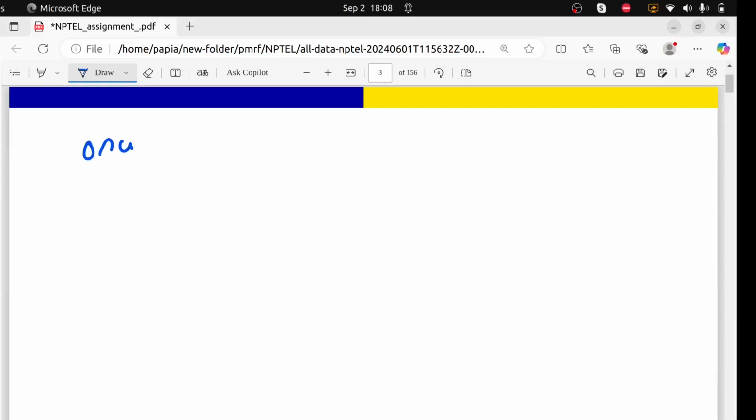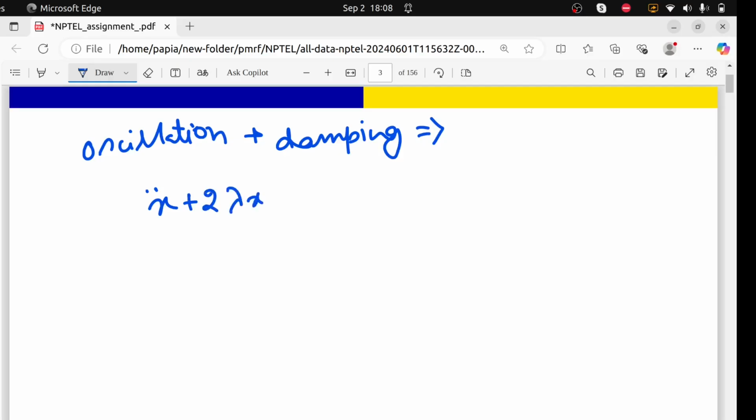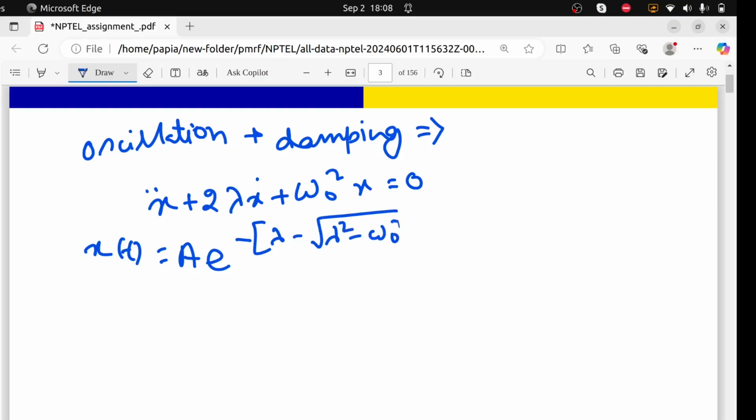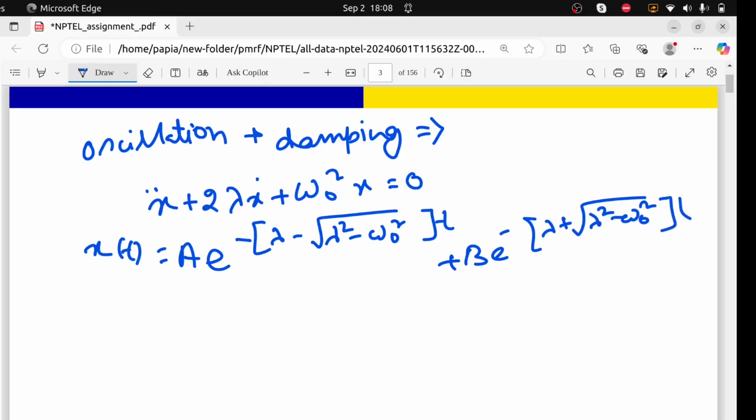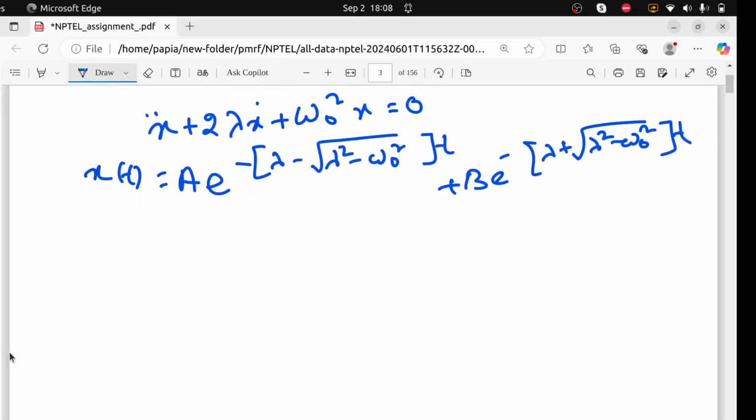Now if oscillation plus damping is there, then what will be the solution? The equation is like this one, and as there is no force right now, the right side is 0. The general expression is a e to the power of (minus lambda minus root over lambda square minus omega 0 square) t plus b e to the power of (minus lambda plus root over lambda square minus omega 0 square) t. Here we can have three conditions.